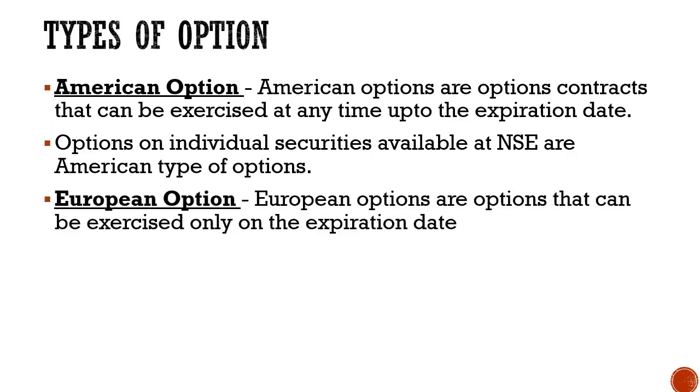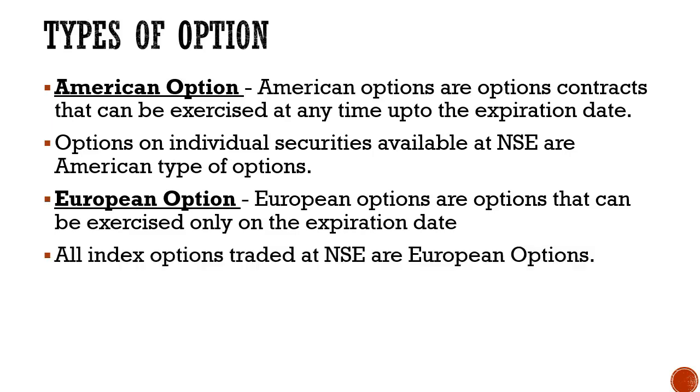The next was the European option. Now, European options are options that can be exercised only on the expiration date. So only on the expiration date, on the future date, European options can be exercised, unlike the American option that can be exercised any time up to the expiration date. Now all the index options traded at NSE are European options.